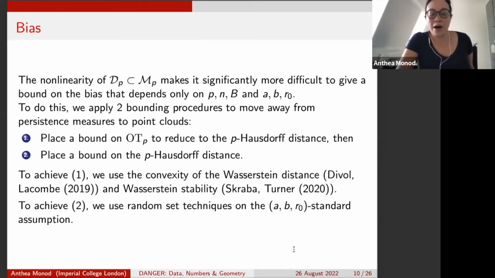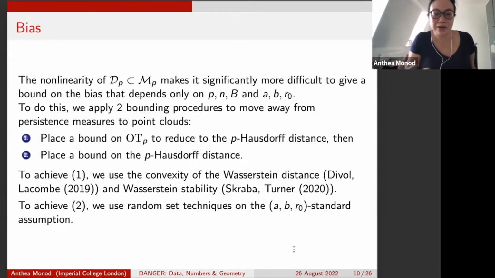So if we want some expression that depends only on these, we have to apply two bounding procedures to move away from persistence measures to the setting of point clouds, right? The way that we do this is we place a bound first on the optimal partial transport metric, which reduces to the P Hausdorff distance. And then we place a bound on that P Hausdorff distance.